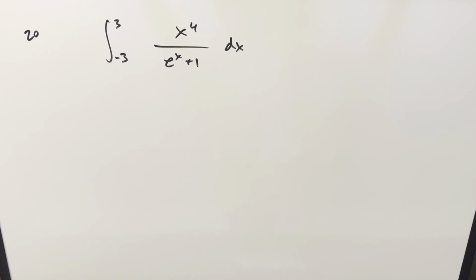Okay, we have another integral from the UNSW Integration Bee 2019, number 20. We have the integral from -3 to 3 of x to the fourth over e to the x plus 1 dx.